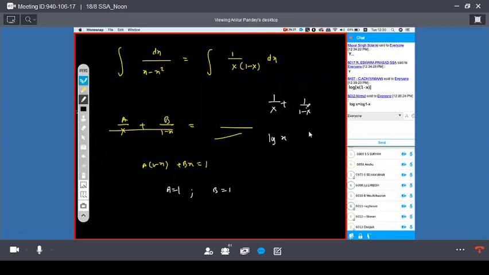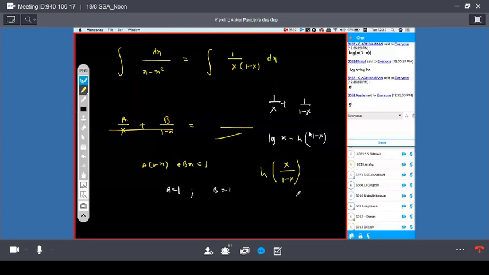Integration of 1 by x is log x. Integration of 1 upon 1 minus x is plus log of 1 minus x. Coincidentally, this minus 1 will go into the divide and will change this sign from plus to minus. Hence, eventually the answer will come like x upon 1 minus x. Got it? Got it? Nirmal, got it? Nirmal, you made a slight minor mistake. Go.